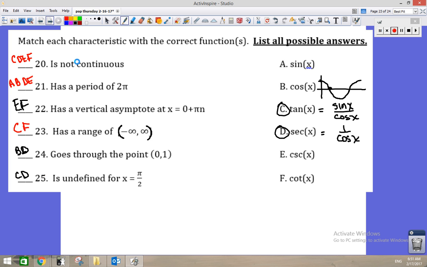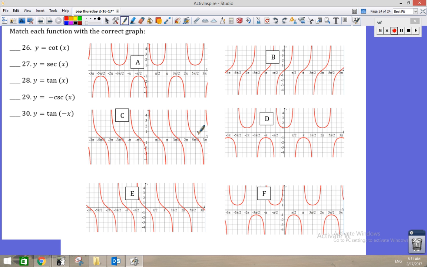All right, so let's see what we got next. We have these graphs. All right, so for the cotangent graph, I'm looking for, this is cosine over sine. I need to pause this for a second.